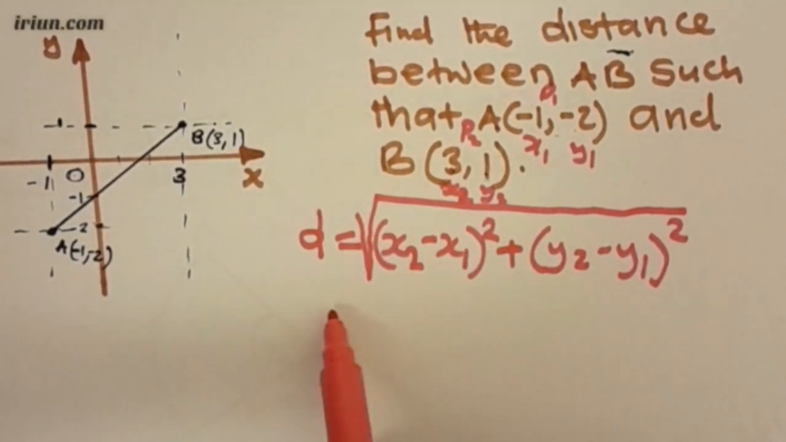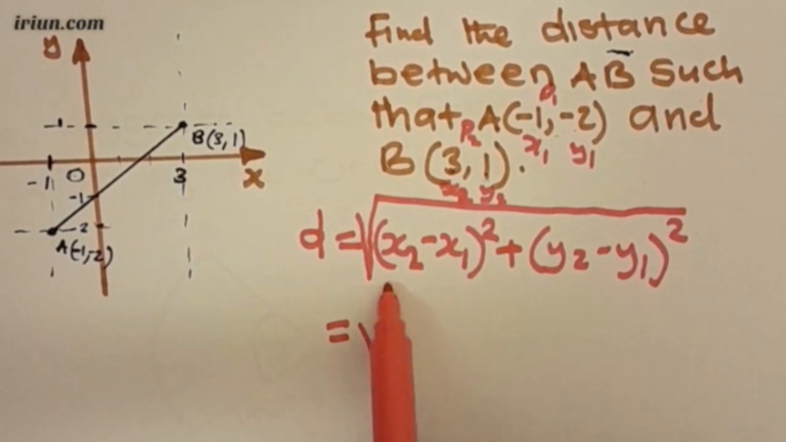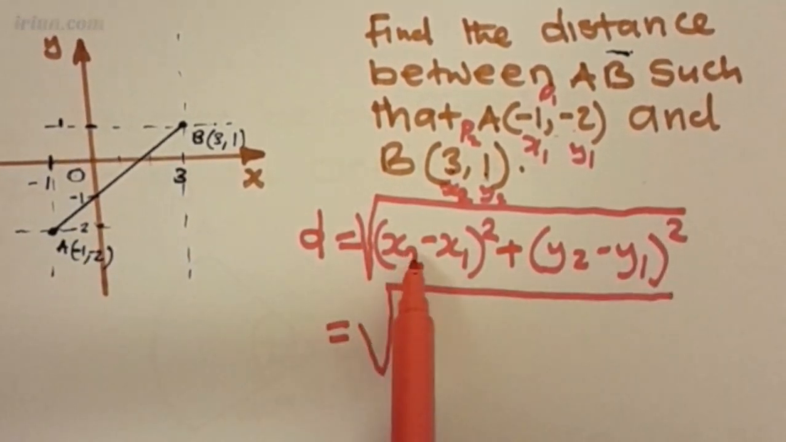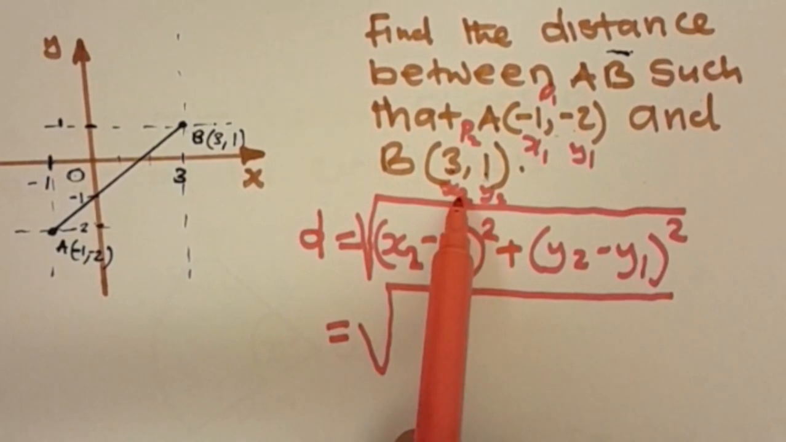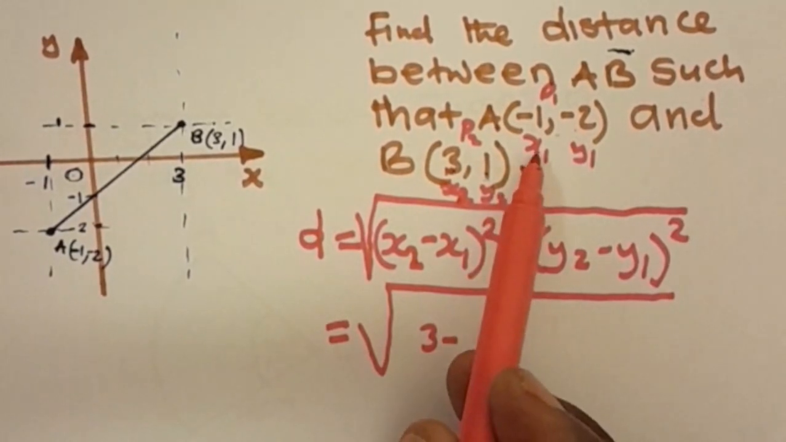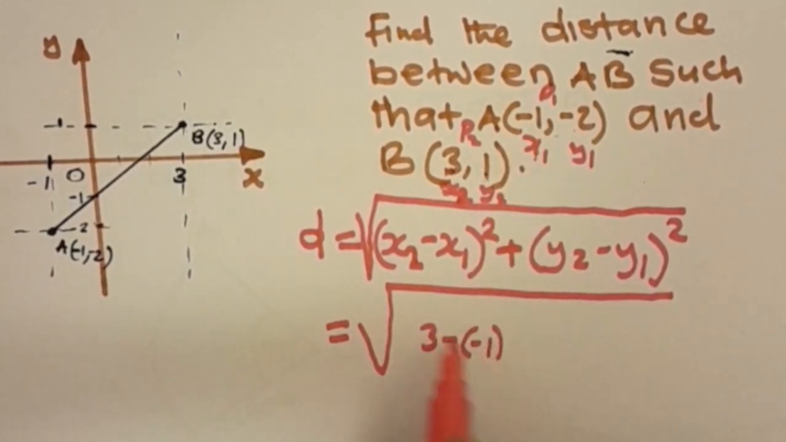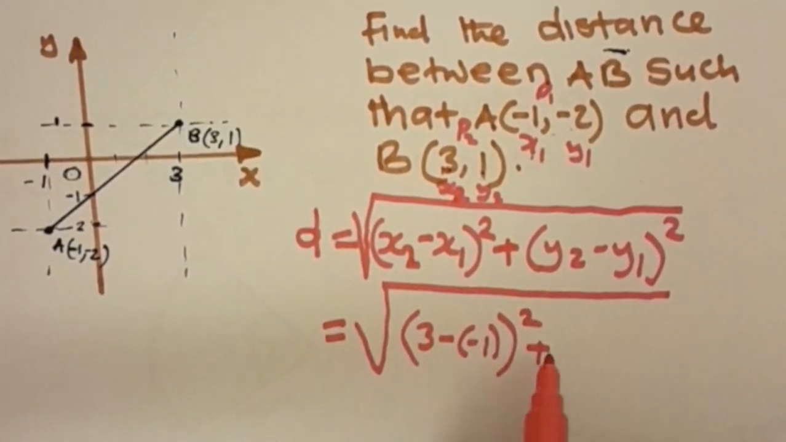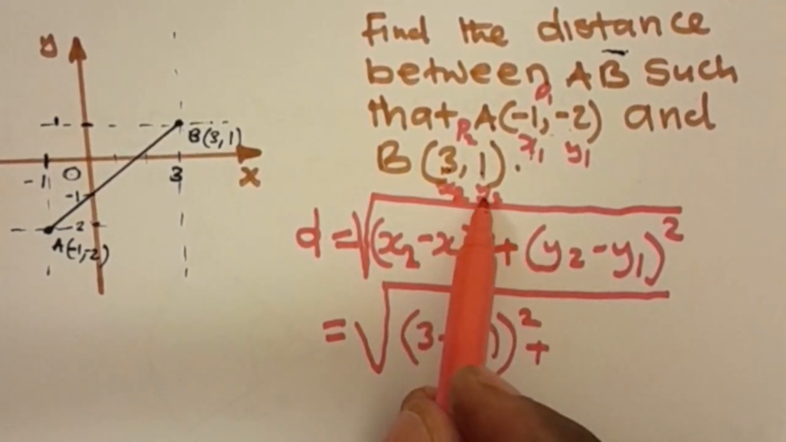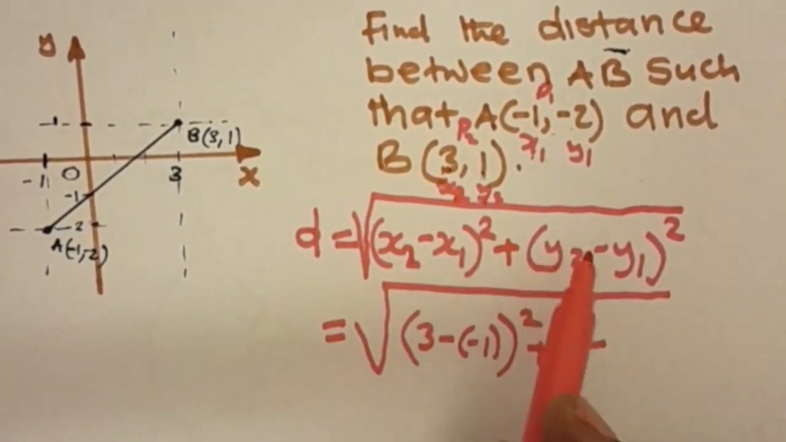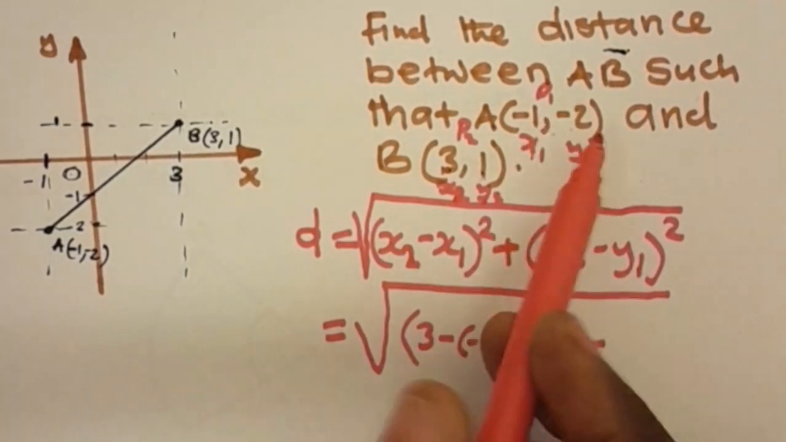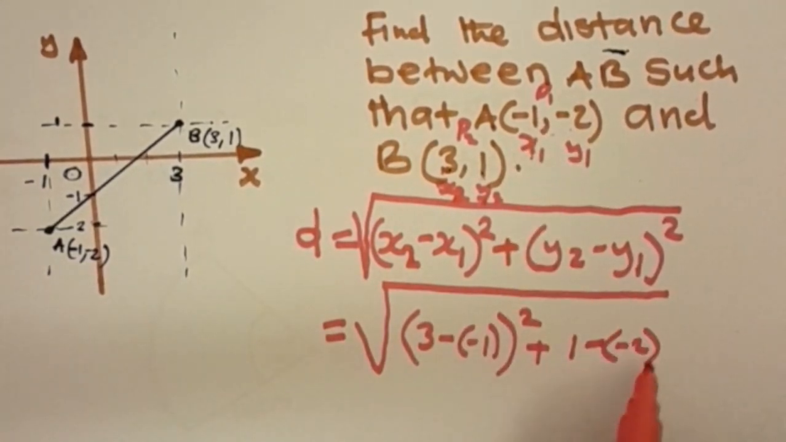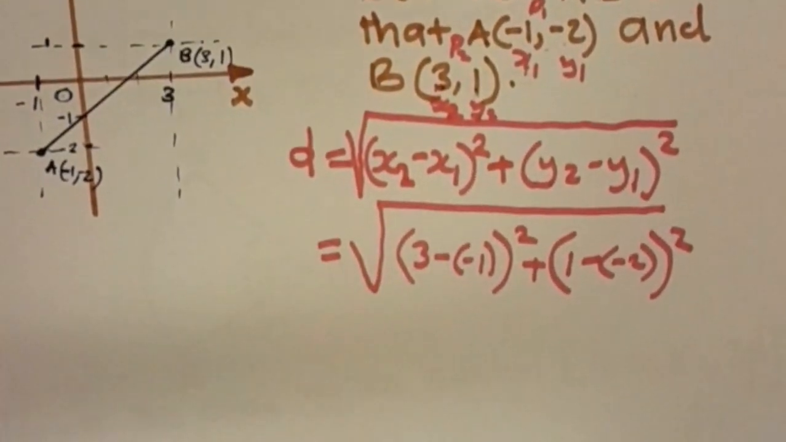Okay, so now we need to start replacing. We start with x2. We go to point 2. x2 is this one. This is 3. So we have 3 minus x1, which is -1. So -1, and then squared, plus y2, which is actually this one. So we have 1 minus y1, which is -2. So we have -2. And everything squared.